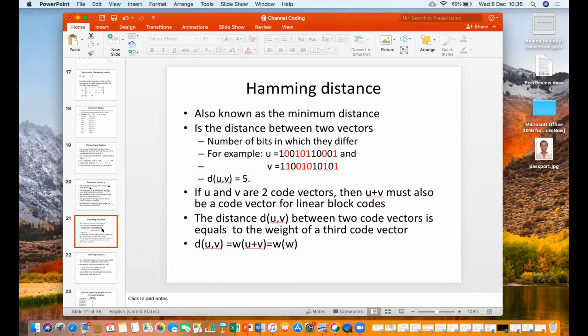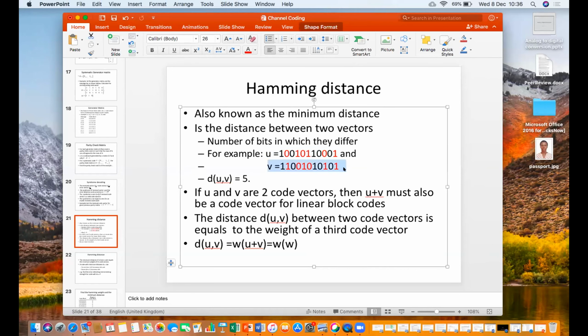Okay, and this we know from our algebra. From algebra, we can find the Hamming distance. So in other words, the Hamming distance is the difference between two code words. The difference between two code words can be taken as either a summation or a subtraction. Okay, in this case, if you have two code words, U and V, what is the Hamming distance between these two code words? It is the number of positions in which the bits are different.